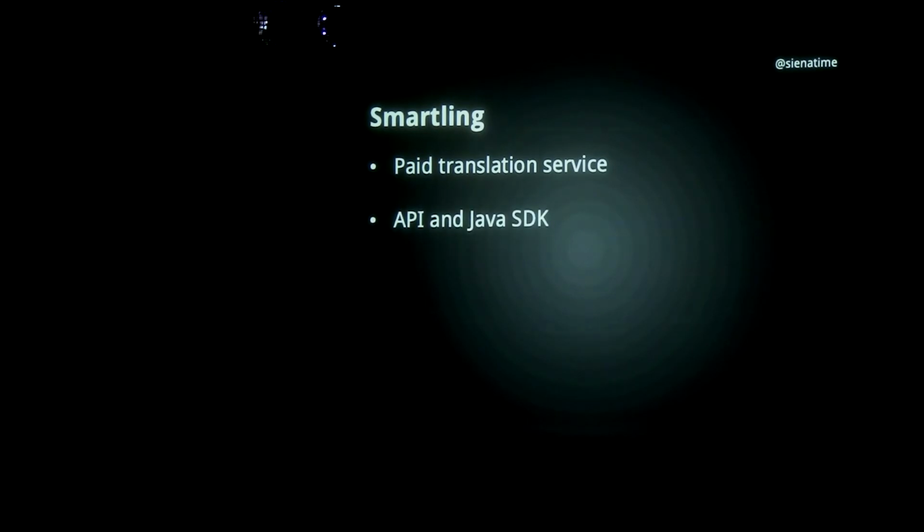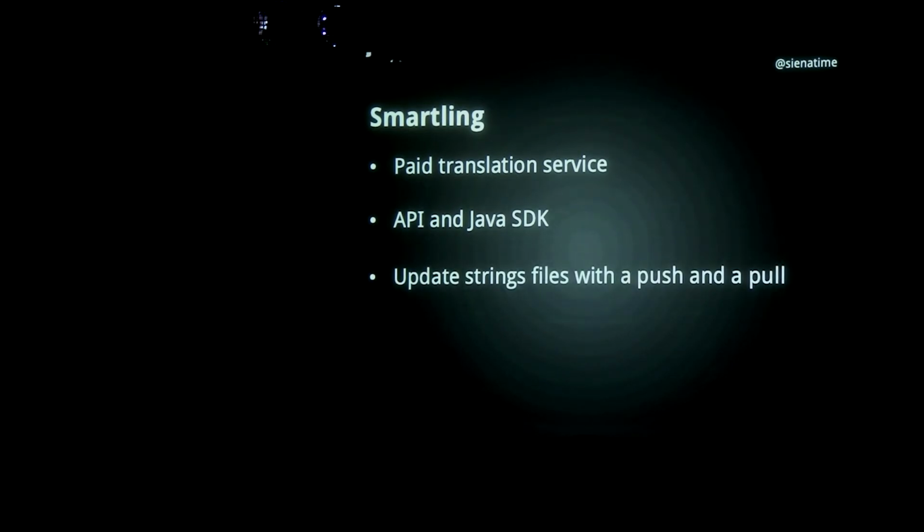And sort of lastly, I wanted to give a shout out to SmartLang. SmartLang is a service that we use for our translations, and we were already using them on our website, so it sort of made sense for us to keep using them for our mobile apps. And they have an API and a Java SDK, so we do a lot of cool automated stuff with that. It makes it really easy to update our string files. It's basically just a push and a pull.